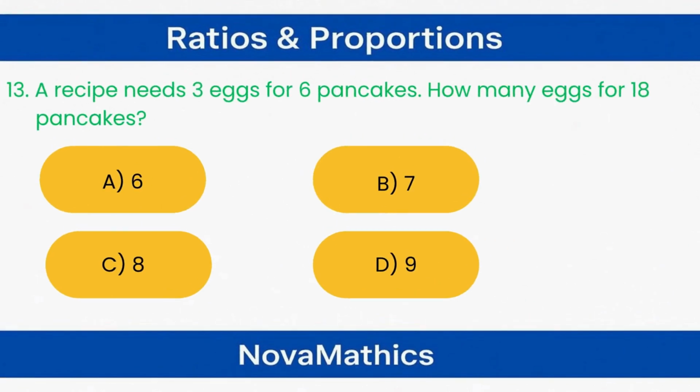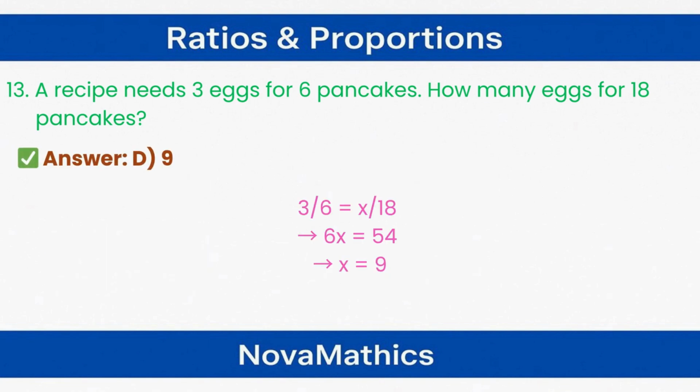13. A recipe needs 3 eggs for 6 pancakes. How many eggs for 18 pancakes? Correct answer is 9. 3 over 6 equals x over 18. Cross multiply. X is 9.